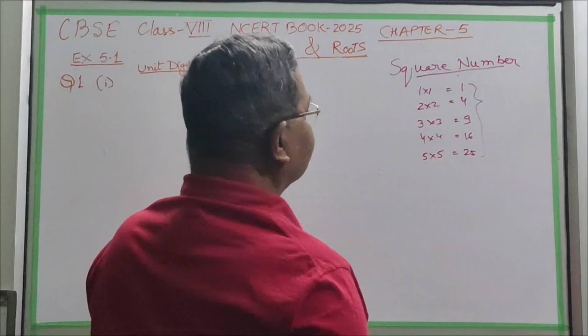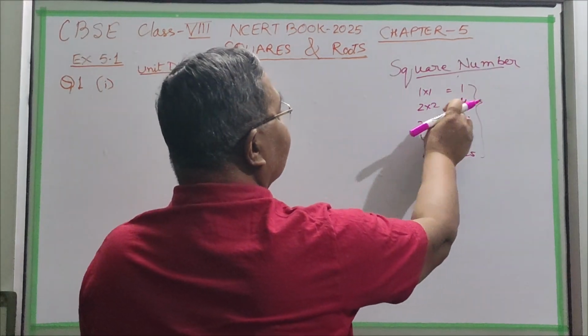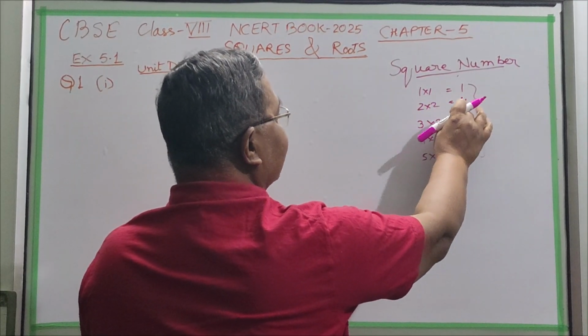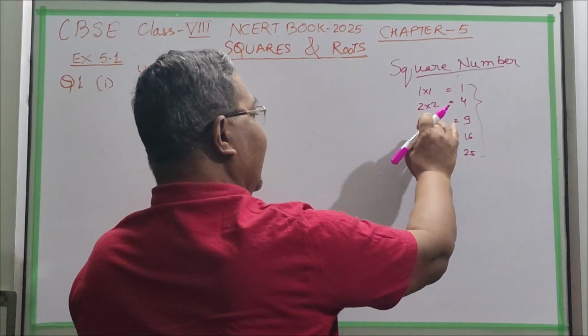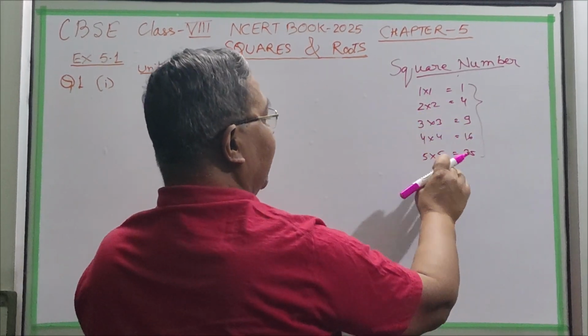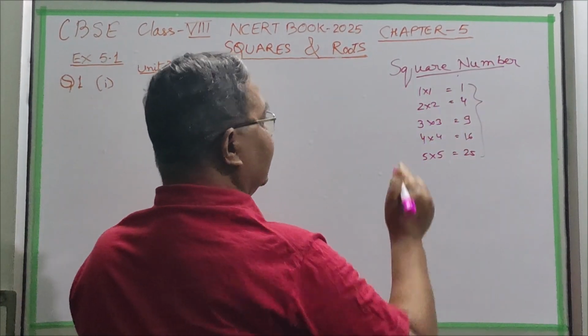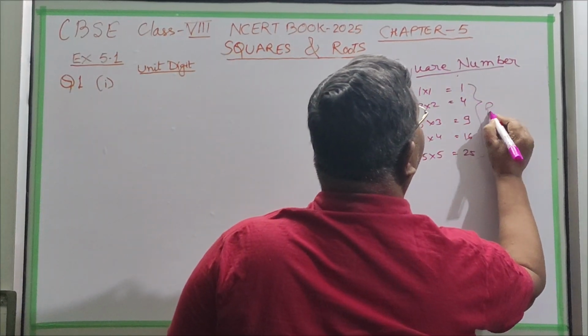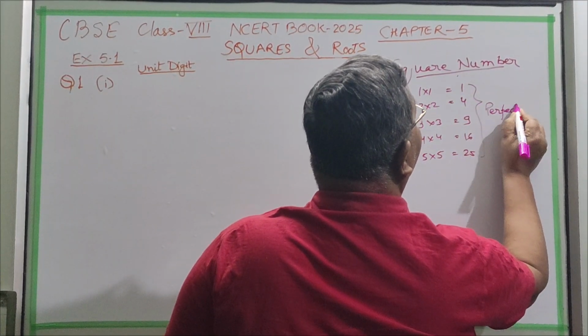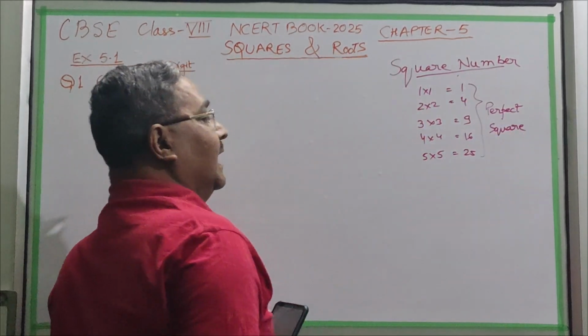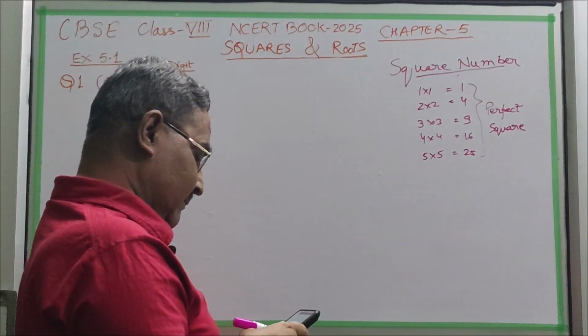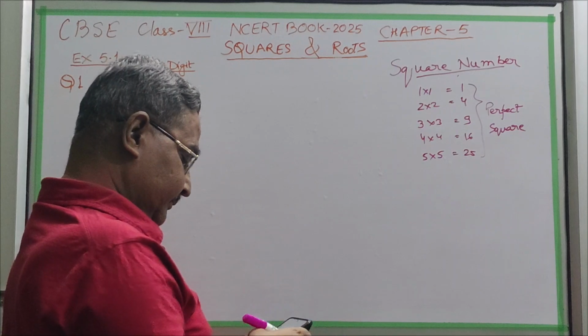Square numbers are those numbers which have come by multiplying a number with the same number. So this is a square number. They are also called perfect square numbers.